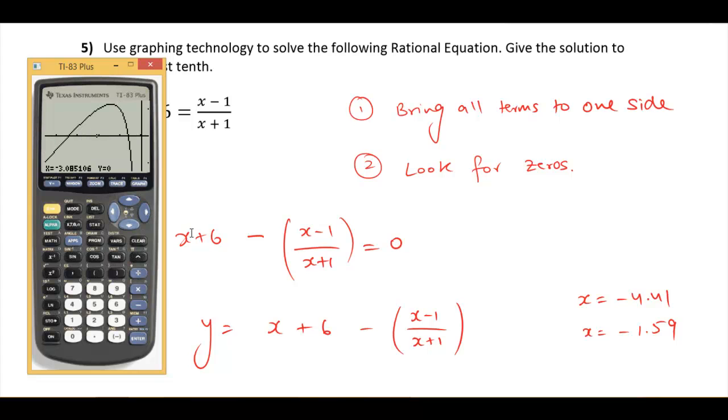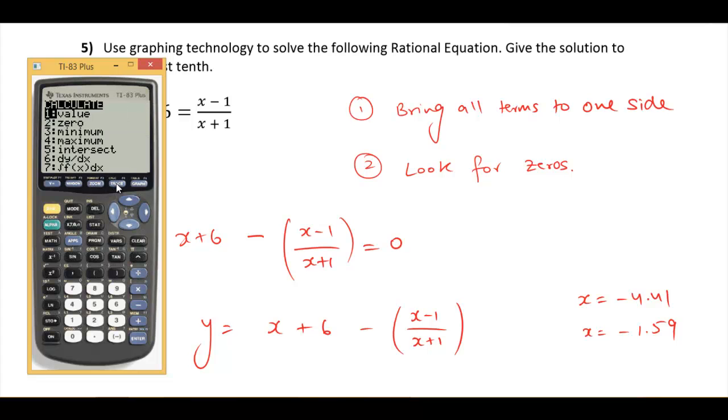When I zoom into that area, you'll notice that there's a 0 over here, there's a 0 over here. If I want to trace those zeros, I just go second trace 0. I go to the left of that 0, press enter. I go to the right of that 0, press enter, and then press enter for the third time, and I'll get a 0 of negative 4.41 when y is 0. So that's one of the points I have over here, negative 4.41.